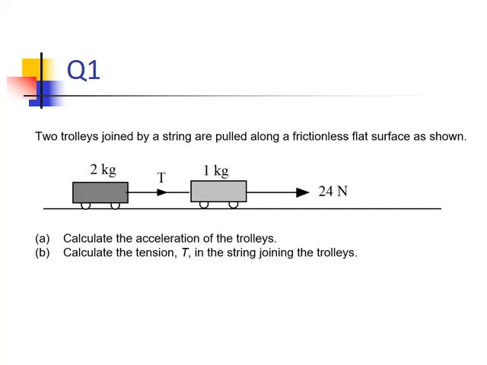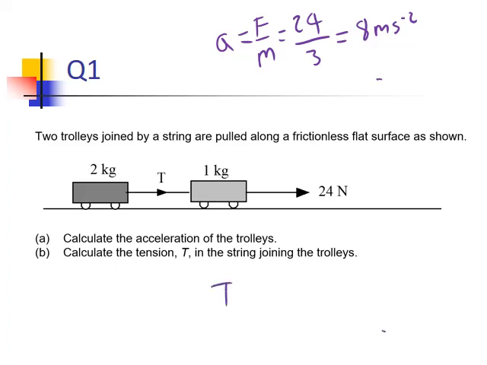So to work out the acceleration, you take the system as a whole. So the acceleration is F over m. There's no friction, so the unbalanced force is 24 newtons, and the mass of the whole system is 3, so that gives us 8 meters per second squared acceleration. The tension in the string is equal to the mass times the acceleration, so that is the mass of what is getting pulled, 2, times the acceleration of the whole lot, 8 meters per second squared, which is 16 newtons.